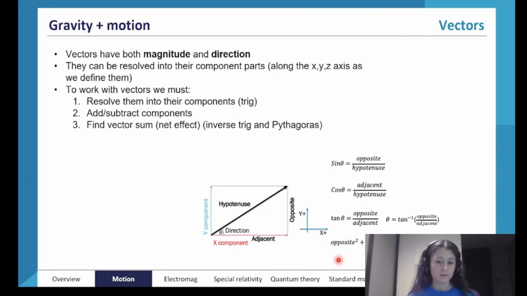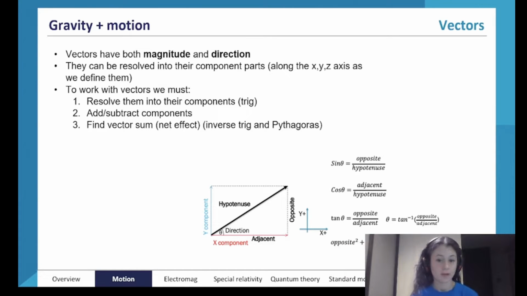The other law that you can use to resolve vectors into components is Pythagoras, where of course you need to let the hypotenuse squared equal one side squared plus the other side squared, the opposite and the adjacent.